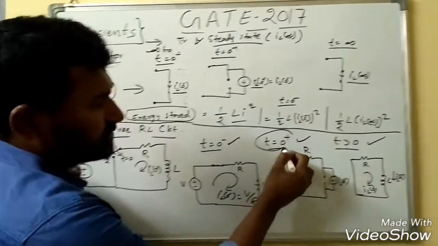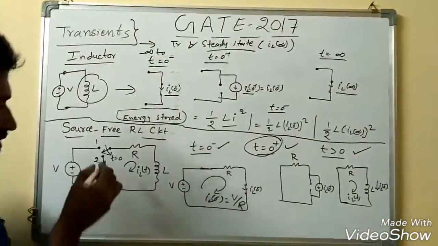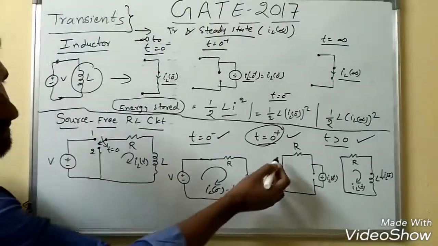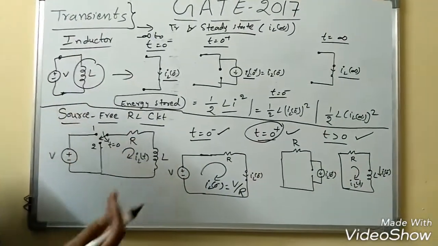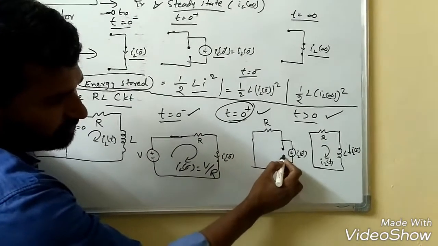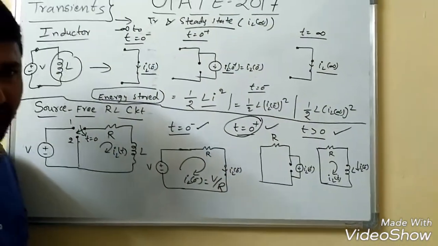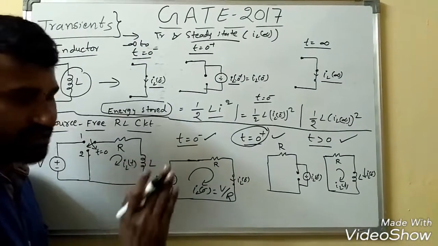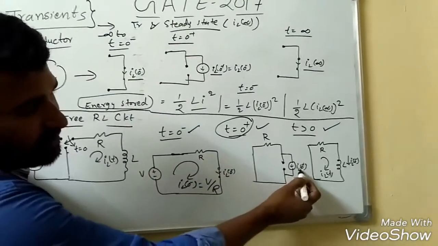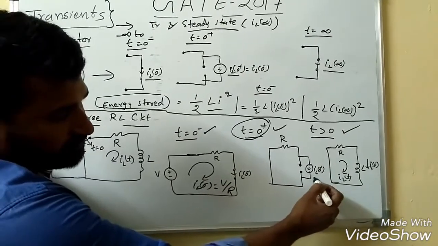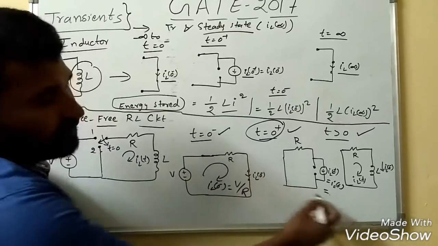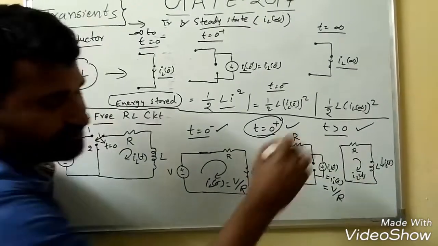Now we know IL of 0 minus. Next we have to see at t equal to 0 plus. That means this switch suddenly closes to the second position, that is, we are removing the source. Now I told you whenever t equal to 0 plus, this inductor should behave like an open circuit, that means it is opposing the sudden changes. But what is the previous current? It is IL of 0 minus. So IL of 0 plus is nothing but IL of 0 minus, which is nothing but V by R. So already we defined it.